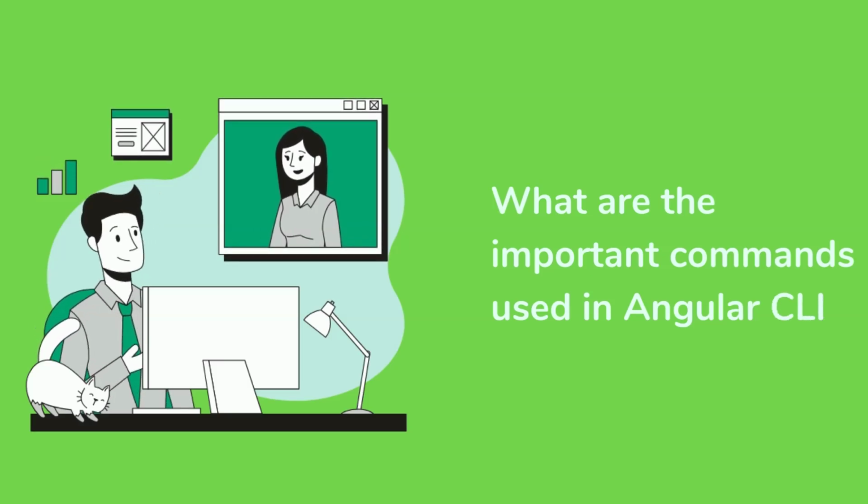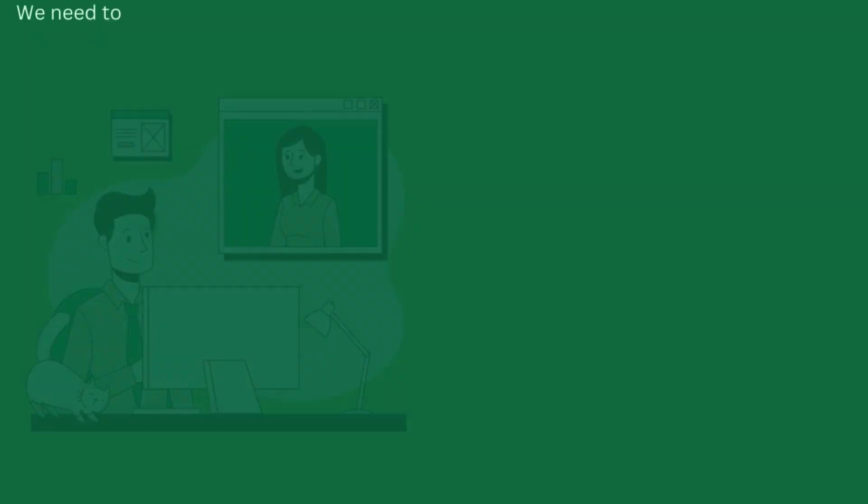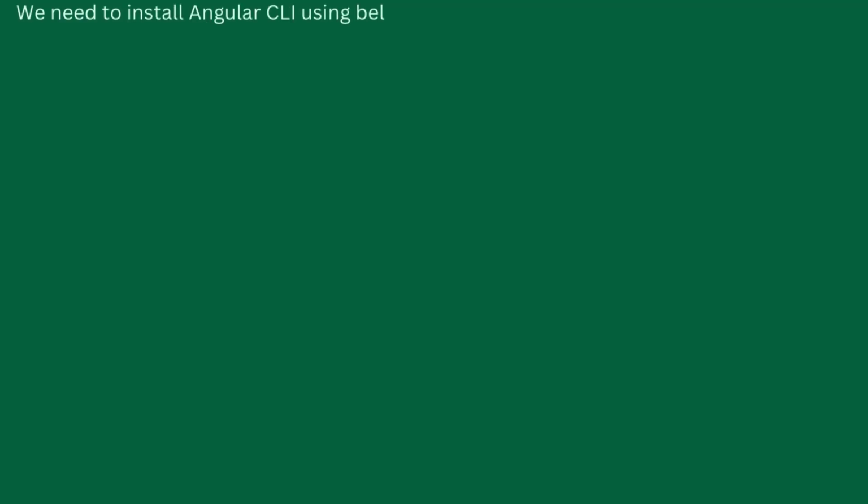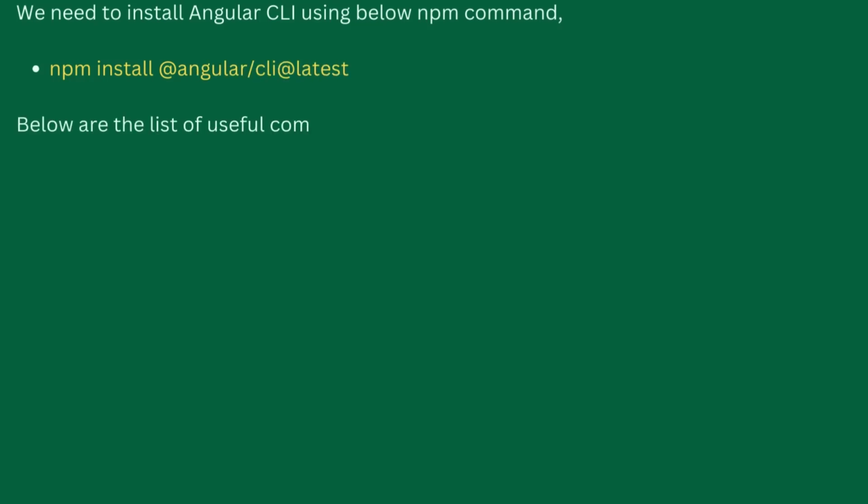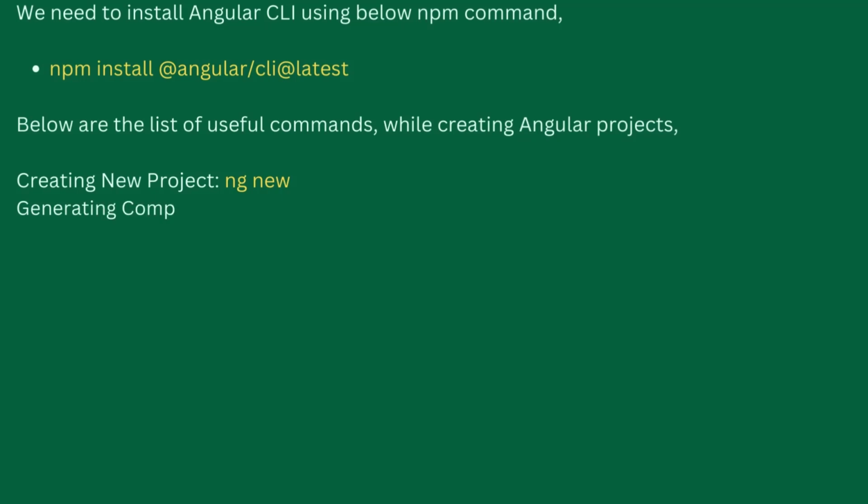We need to install Angular CLI using the below npm command. For the latest Angular version, npm install @angular/cli@latest. For a specific version, npm install @angular/cli@version number. For example, version is 16.0.1. Below is the list of useful commands while creating Angular projects.